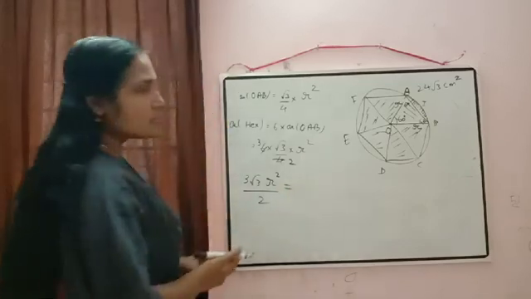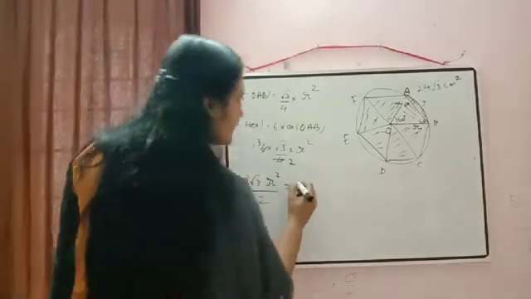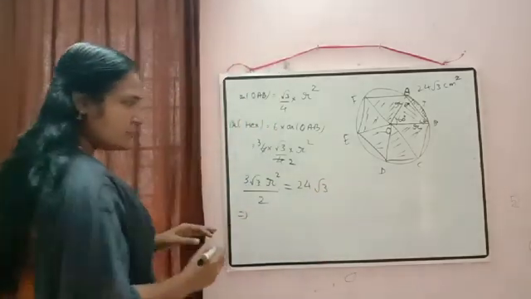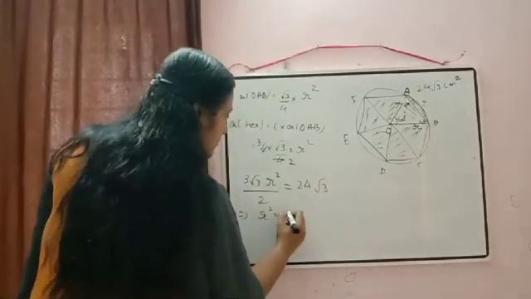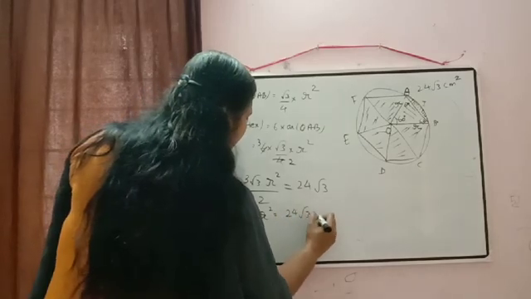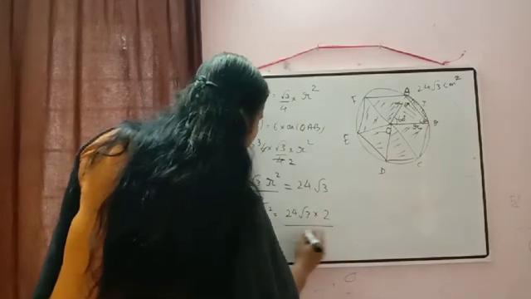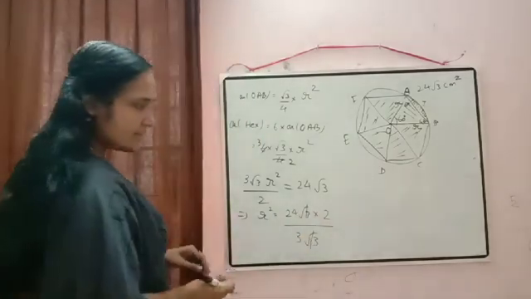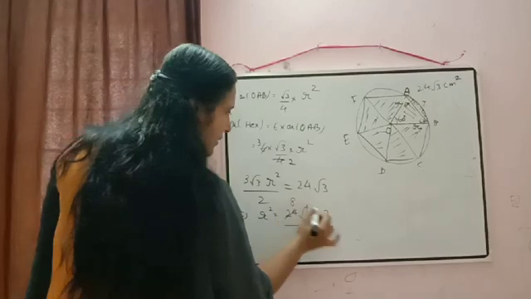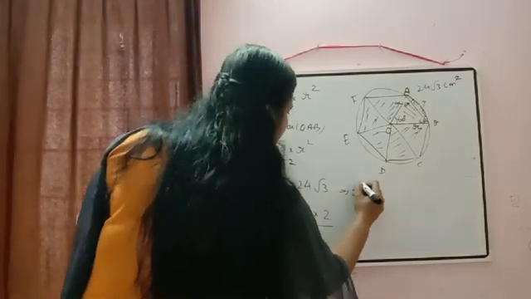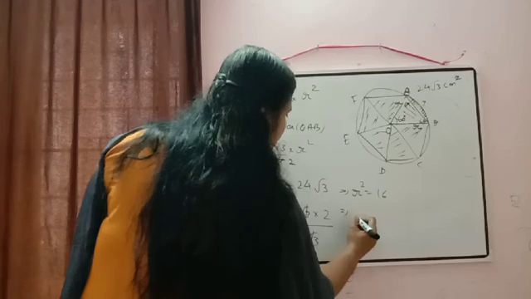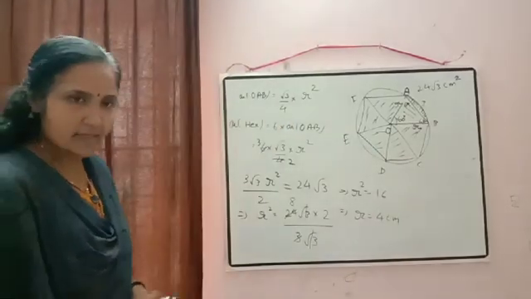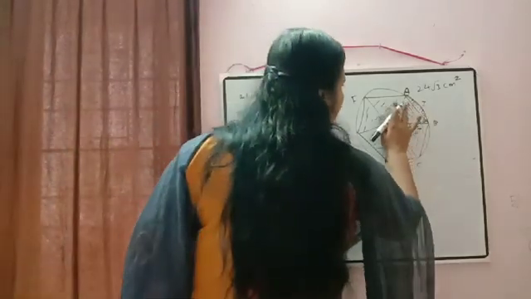But already in the question it is given, the area of the hexagon is 24 root 3. Now we can equate these two. Except r square, the rest of the things we can shift to the right hand side. So 2 and then 3 root 3 will come here in this way. So root 3 and root 3 got cancelled. 3 8s are 24, 8 2s are 16. So we are getting here r square is equal to 16, or r will be equal to 4 centimeter. So what did we get here? Radius is equal to 4 centimeter.